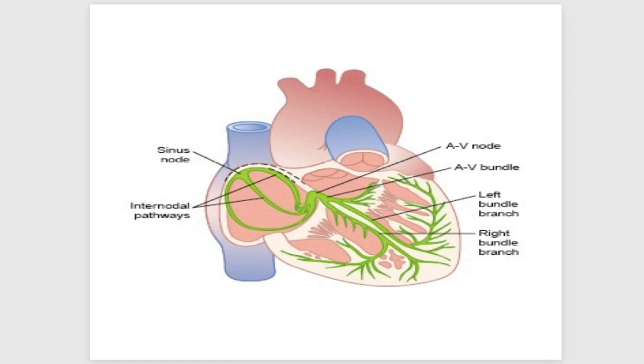Because the sinoatrial node discharges faster than any other part of the heart, it normally sets the heart rate, and that is why it is called the pacemaker of the heart. And firing of the sinoatrial node triggers the atrial contraction.